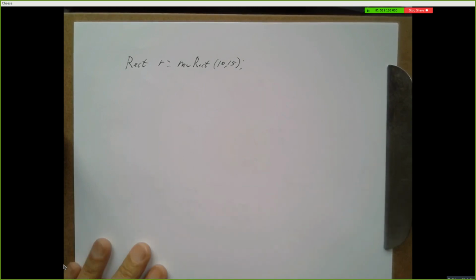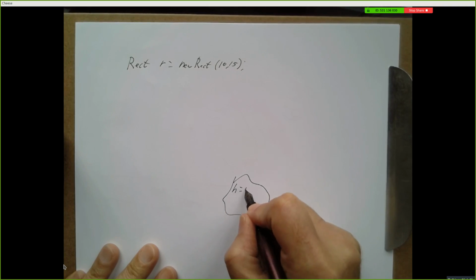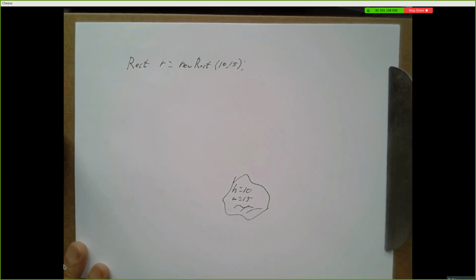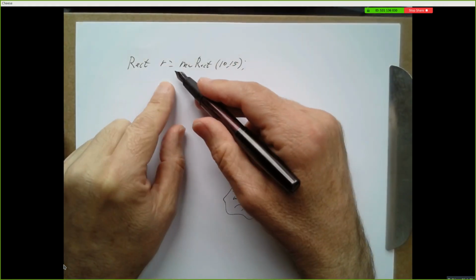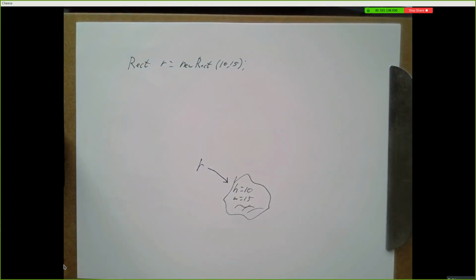And the result will be, somewhere in memory, there's this rectangle with a height of 10 and a width of 15 and maybe some other stuff. And that's the return from this new keyword, and now we set R equal to that, so R is a reference to this object. This is an object of type rect, and R is a reference to it.